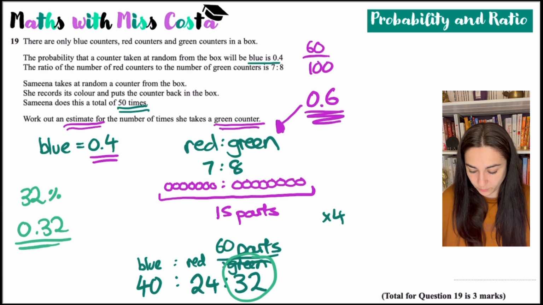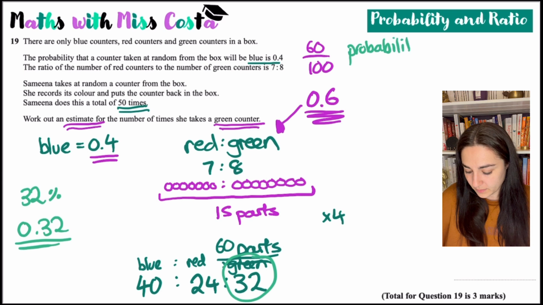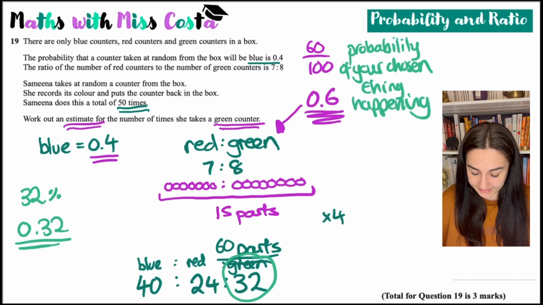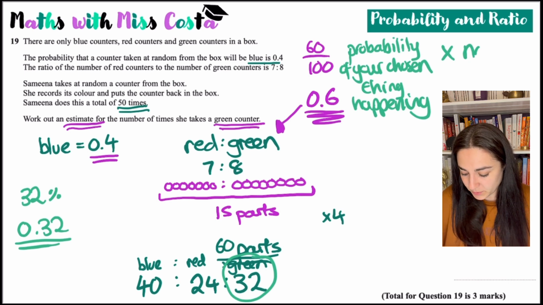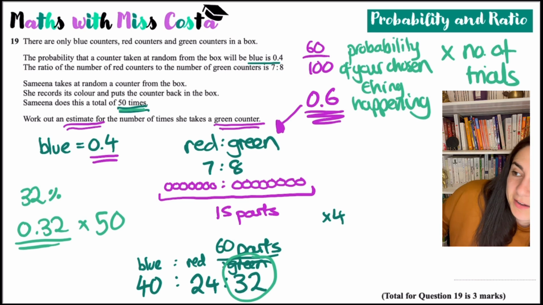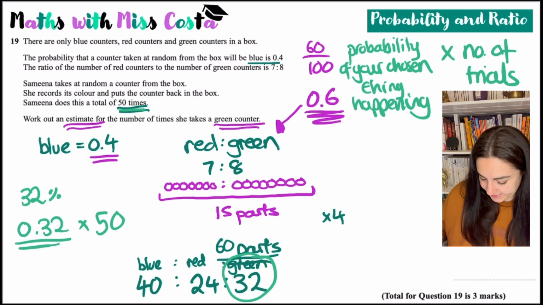And whenever you work out probability, you always do the probability of your chosen thing happening. In this case, it's a green counter. The probability of getting a green counter is 0.32. And you multiply that by the number of trials, which means the number of times you do something. So in this case, it's 50 times. So we're going to do 0.32 times by 50, which gives me 16.